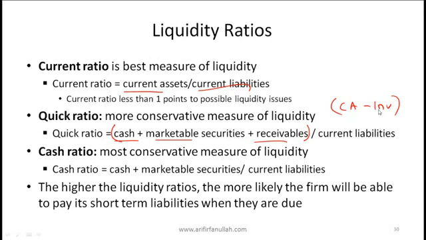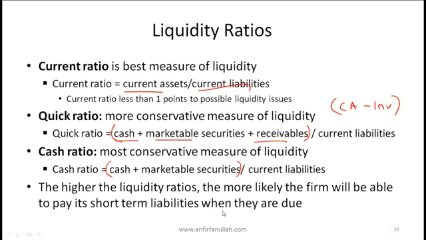This simply says that even accounts receivable might not be very liquid, and hence we want to simply take cash and marketable securities and divide by current liabilities. The higher the liquidity ratio, the more likely that a firm will be able to pay its short-term liabilities or obligations when they are due.